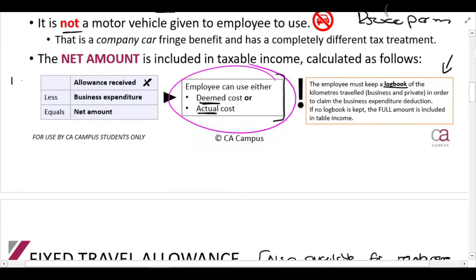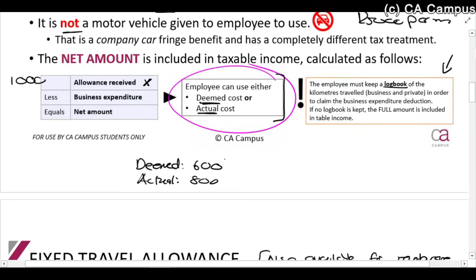If you received 1,000 rands allowance and you have a choice between the deemed being 600 rands and the actual being 800 rands, which one are you going to choose as your expenditure? You'll choose the 800, because if you use 800, then you'll be taxed on 200. If you choose the 600, then you'll be taxed on 400. So the higher your deduction, the lower your taxable income.